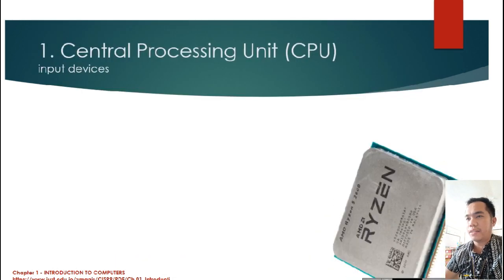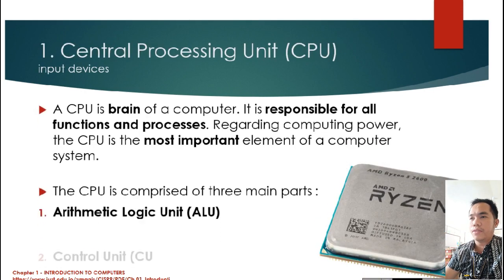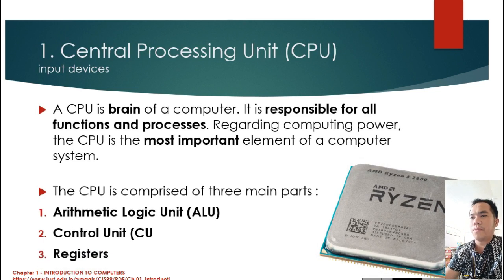So next, after input devices, that's now the central processing unit, or the CPU, or processor, or microprocessor. It has many names. When we say CPU, it simply stands for the brain of the computer. It is responsible for all functions and processes. Regarding computing power, the CPU is the most important element of the computer.